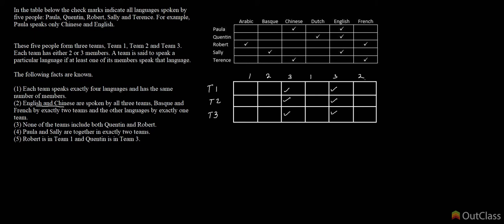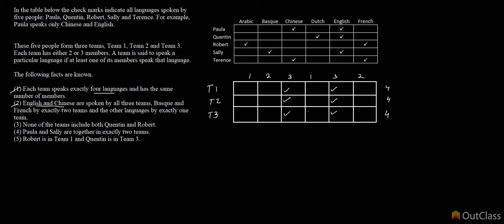Notice that this adds up to 12. It is also given each team speaks 4 languages, so the rows will also be 4, 4, 4, 12. There are a total of 12 ticks in the table, each row having 4 and the columns having 1, 3, 2, 3, 2. First 2 clues.